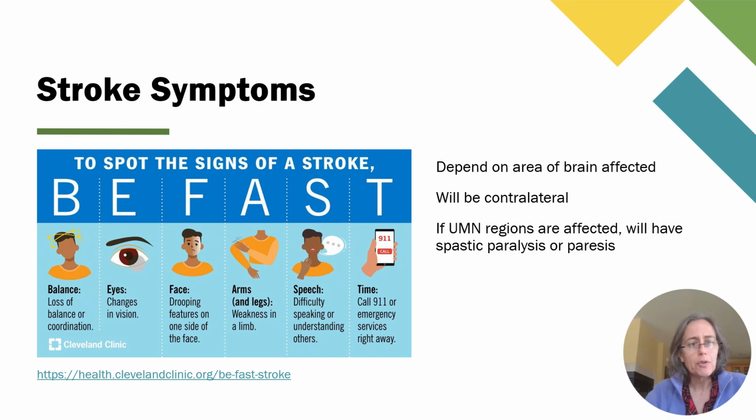So this is one of those little mnemonics: be fast to recognize the signs of stroke and get help immediately. So they might have loss of balance or coordination. They might have changes in their vision, especially if they're losing control of their extraocular muscles due to involvement of those areas of the motor cortex, because you're seeing double. They could have drooping features on one side of the face due to muscle weakness there, or weakness in an arm or a leg, again, due to involvement of the motor cortex, or difficulty speaking or difficulty understanding others, right? So these are all different signs of brain dysfunction. And then the T always stands for time.